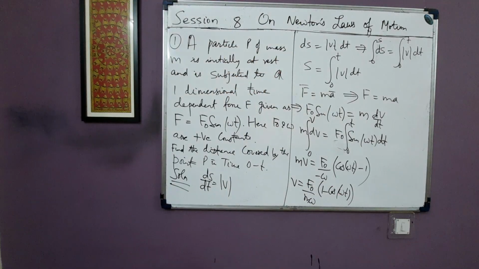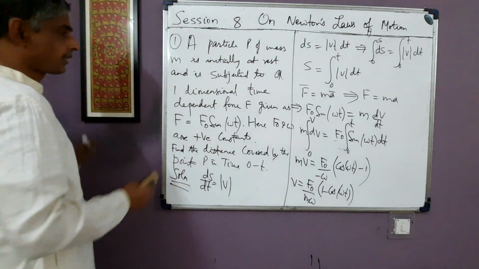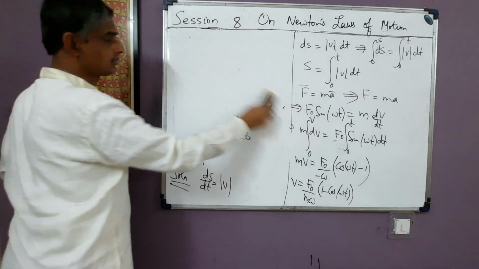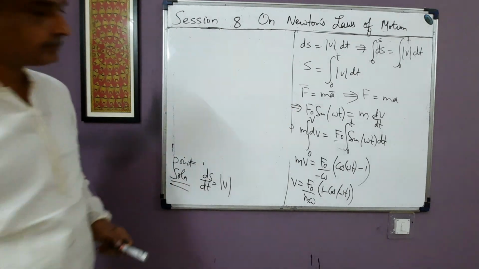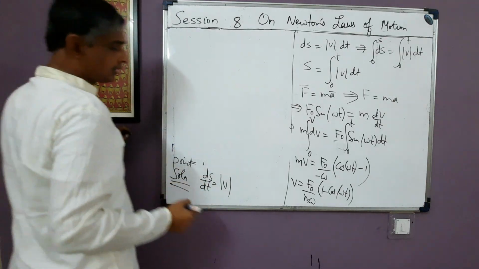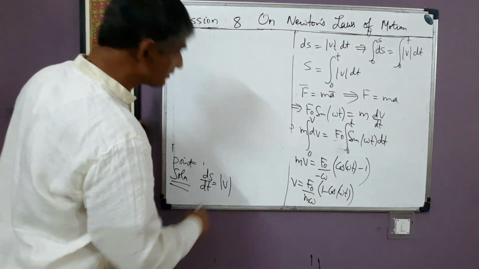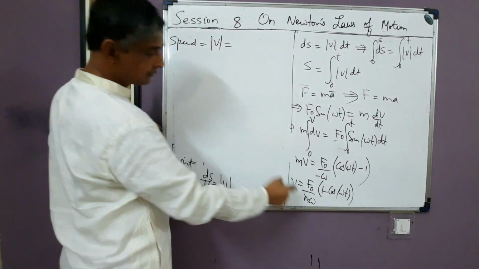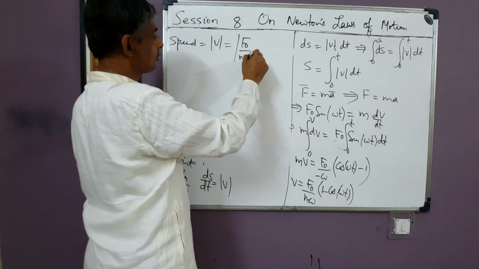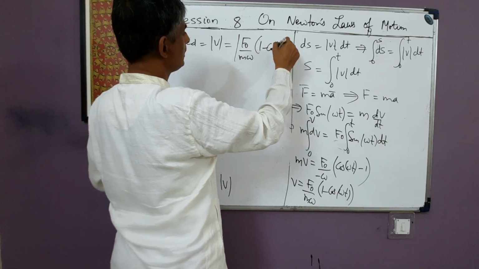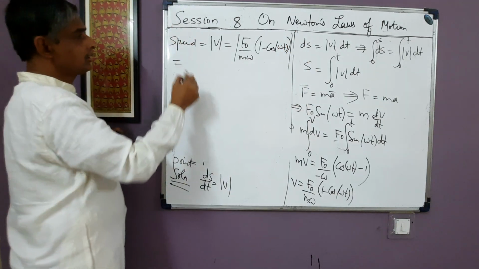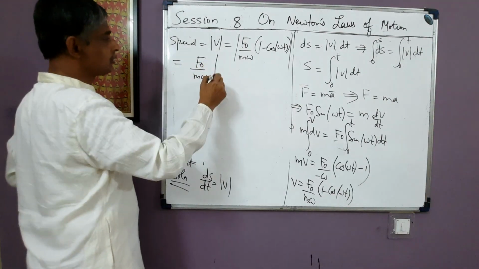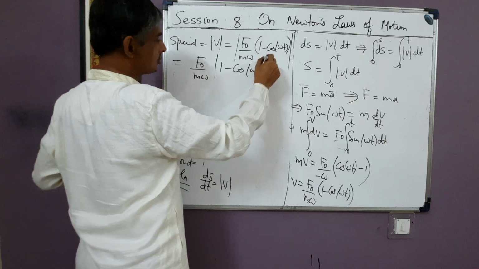Okay, fine. So v is this much. Now see, this is the velocity at time t. But we are interested in speed. The speed of the particle at an arbitrary instant is simply mod v. That is the modulus of this quantity. Modulus of F naught by m omega times 1 minus cos of omega t. Now F naught by m omega is a positive quantity, it comes outside the modulus sign. It becomes F naught by m omega times modulus of 1 minus cos of omega t.